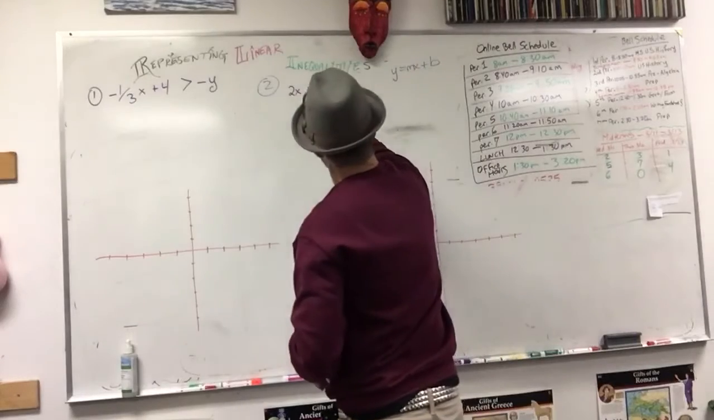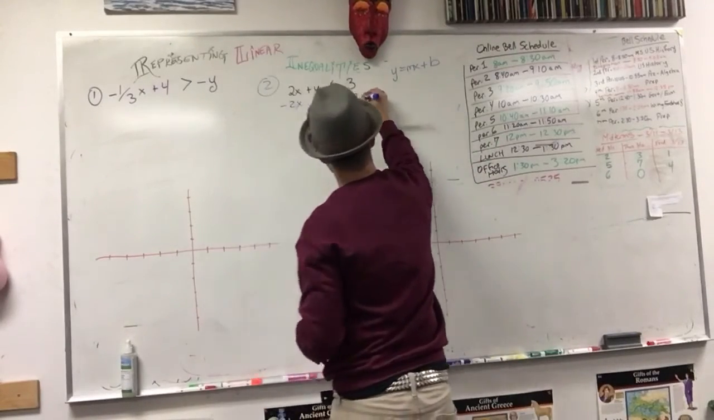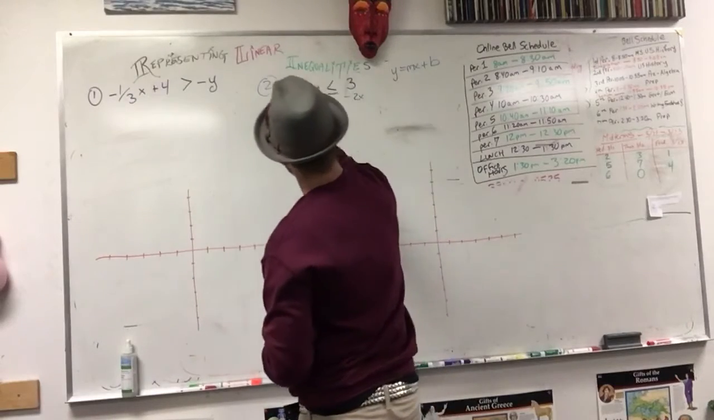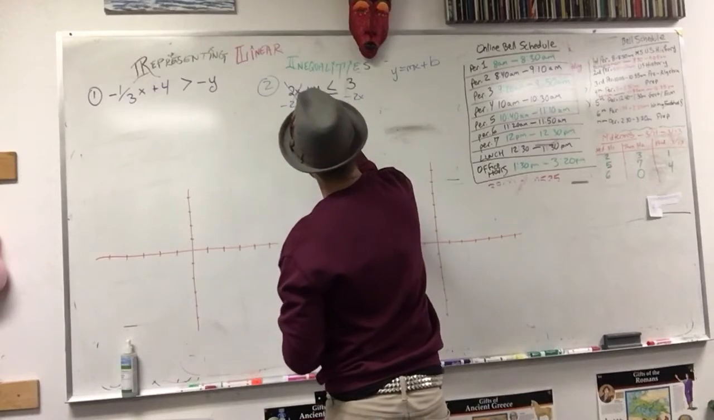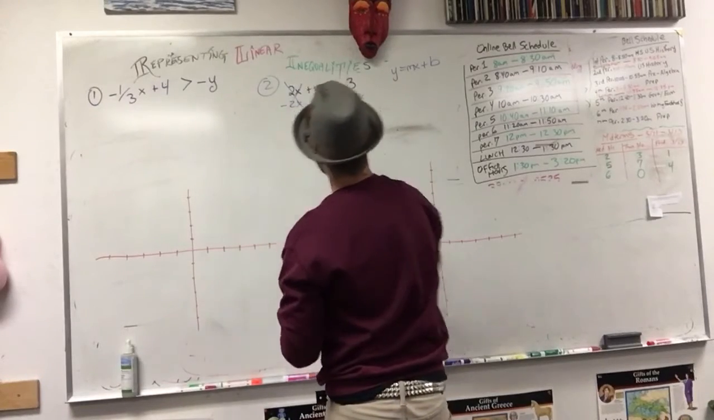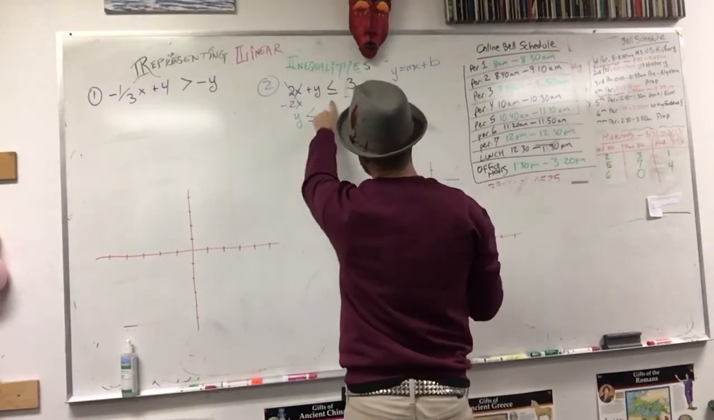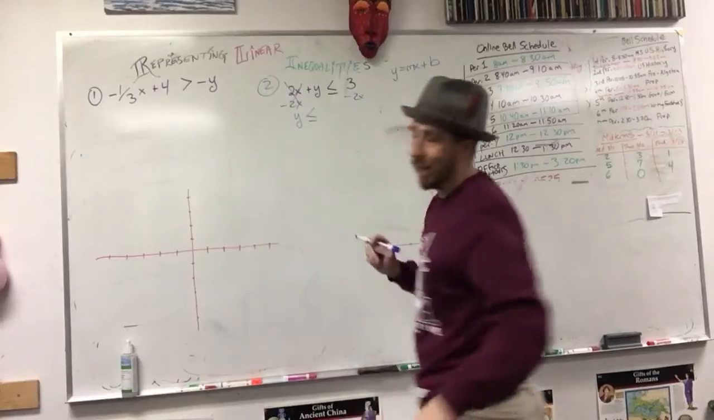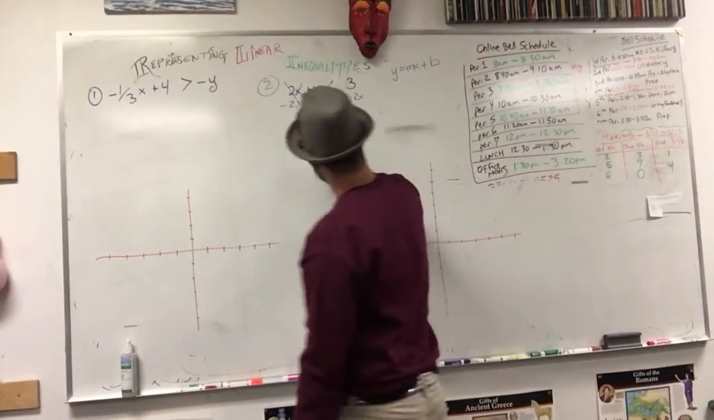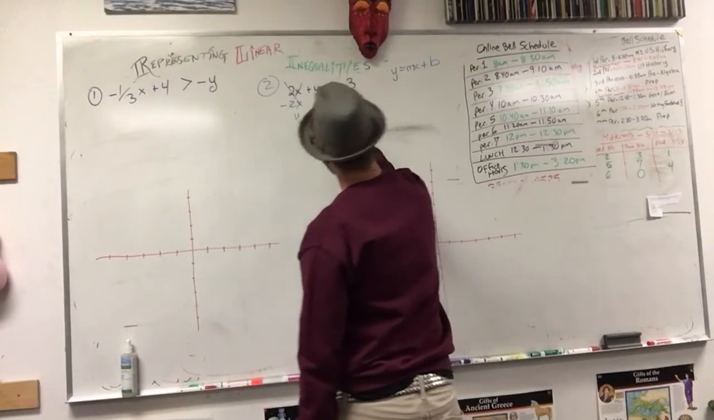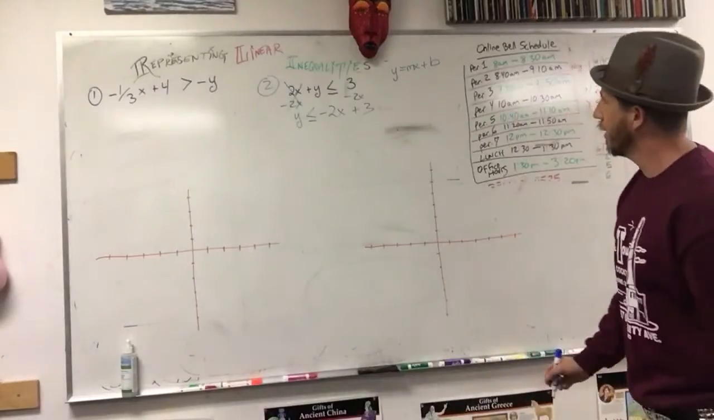So I know to get this to look like this, really the easiest thing I can do, and really the only thing I can do, is take my positive 2x, subtract 2x on both sides. I am now left with y by itself on the same side of the equation that I need it to be. My inequality doesn't change. I didn't divide or multiply by a negative number, so no need to flip my inequality. Now, I have negative 2x plus 3, and that's ready to graph.